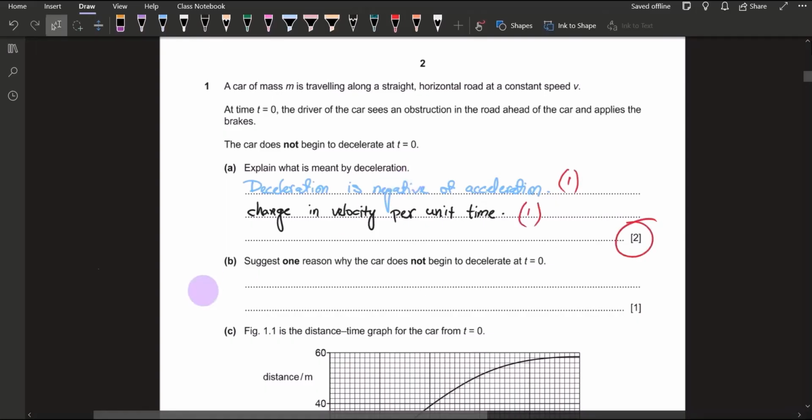Part B says suggest one reason why the car does not begin to decelerate at t equals 0. So the reason why the car does not decelerate at t equals 0 is that there is a reaction time for the brain. It might be like 0.1 or 0.2 seconds, but there is a reaction time for humans in which they react to the situation. So that's why it can never be at t equals 0. So we can write here human reaction time, and we'll get 1 mark for this.